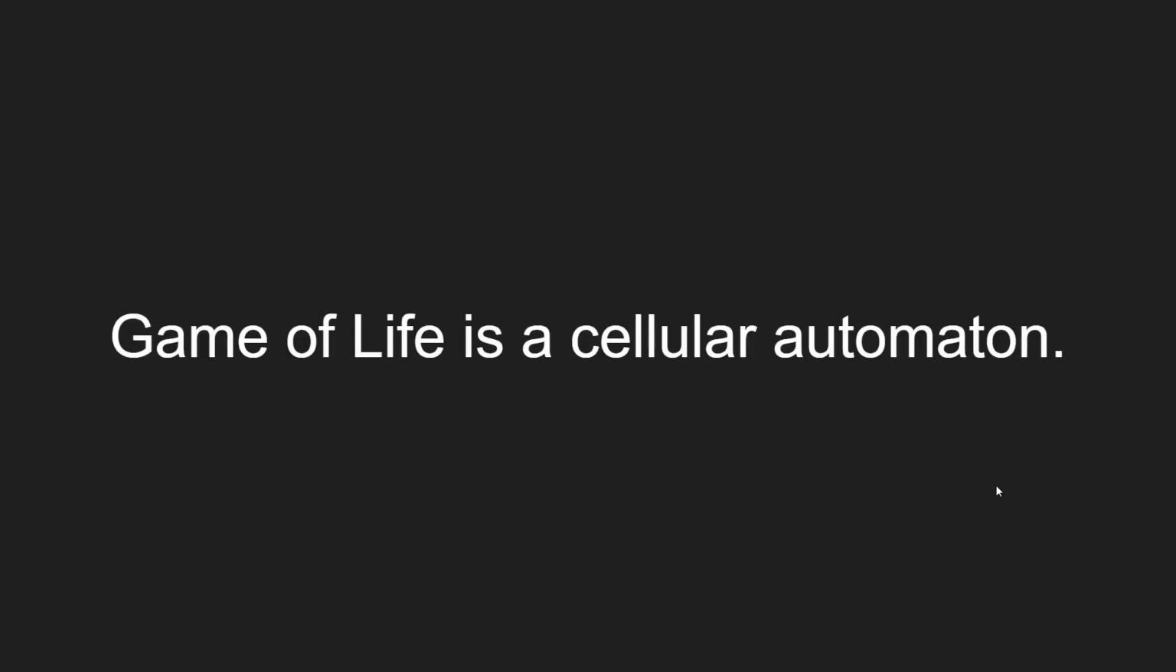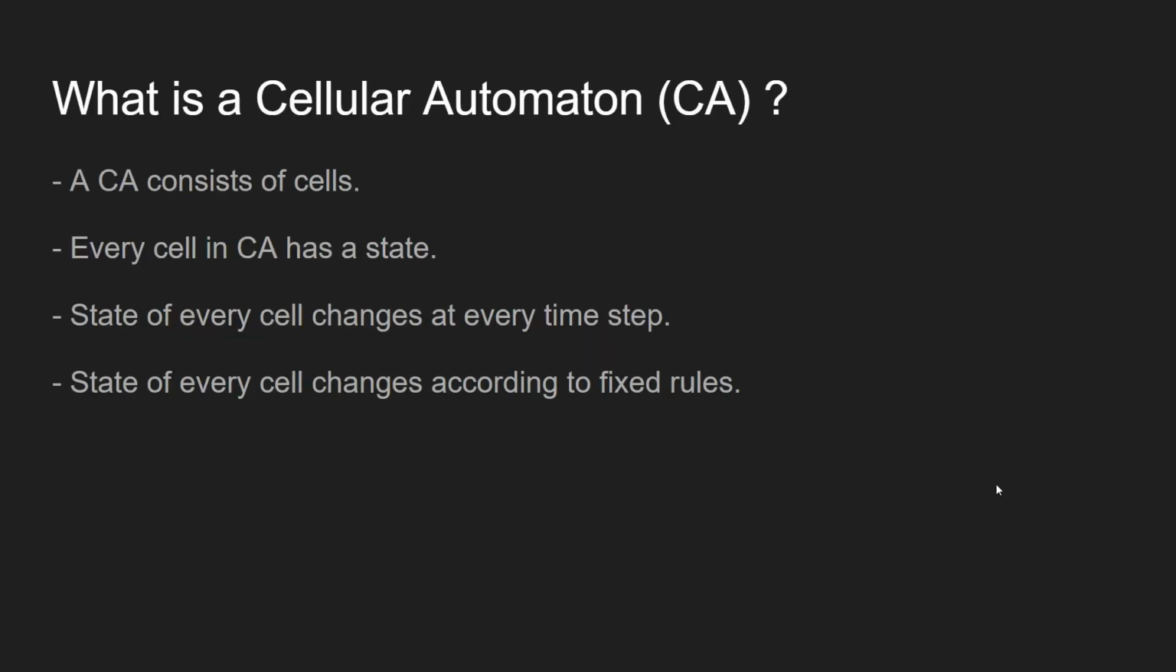First of all, what is Game of Life? Game of Life is a cellular automaton. But what is a cellular automaton? A cellular automaton is a term from computation theory. It consists of cells, as we've seen in the previous slide. As you see, a cellular automaton can be of any size and it has cells.